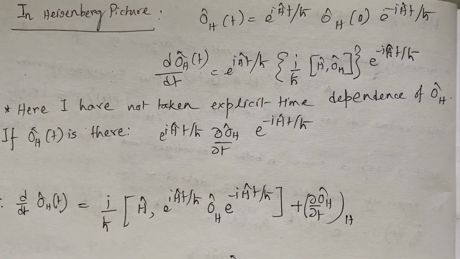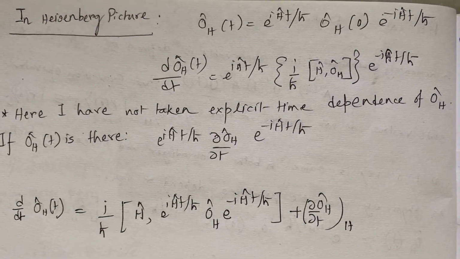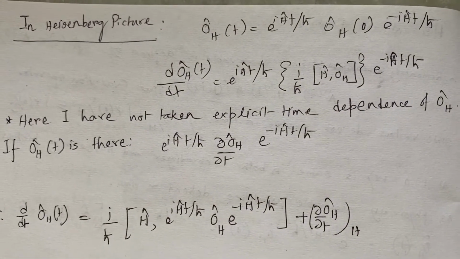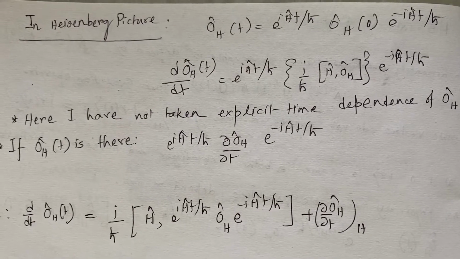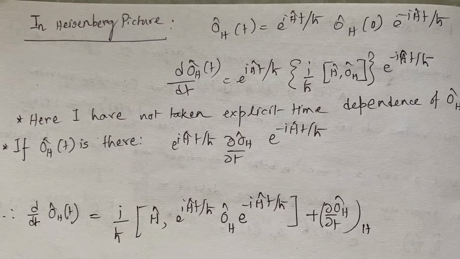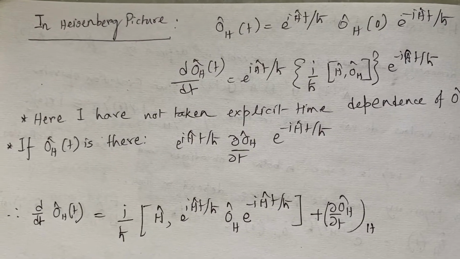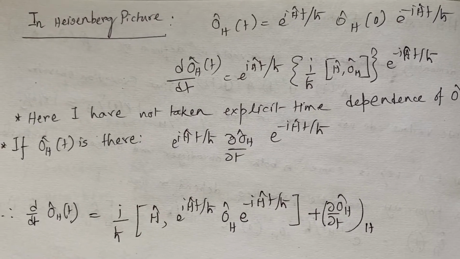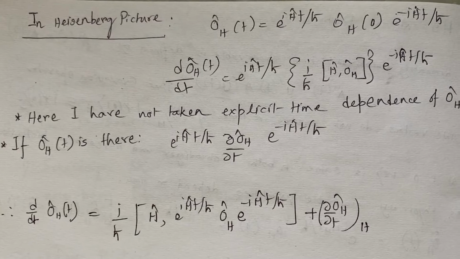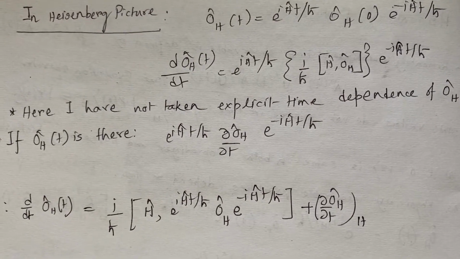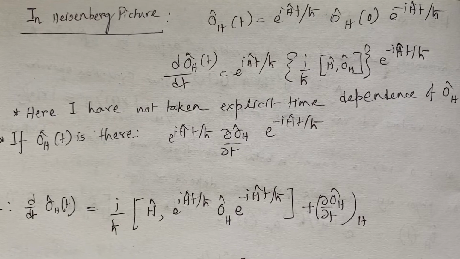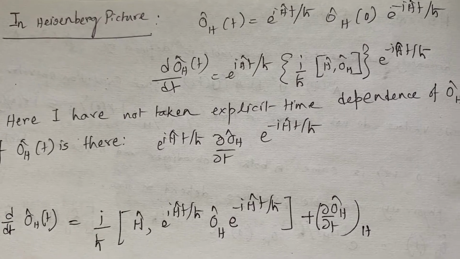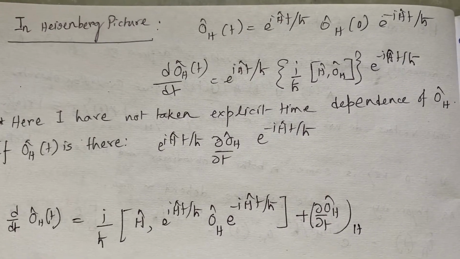Let us derive the Heisenberg equation of motion. In the Schrödinger picture, when state vectors psi were evolving in time, we got an equation of motion, which is the famous Schrödinger equation. Now in the Heisenberg picture, we are going to derive a similar kind of equation of motion which tells us how operators evolve with time, because in the Heisenberg picture, operators change with time.